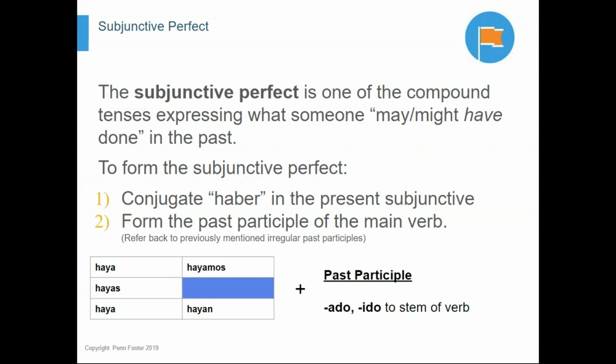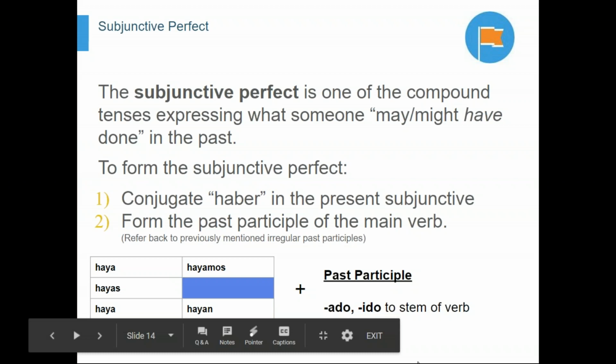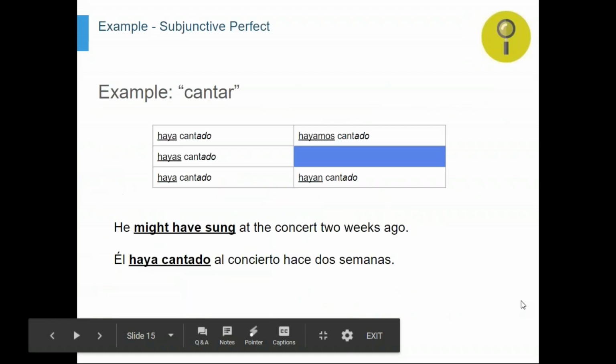If you've been with us, or if you've reviewed the previous webinars on compound tenses and passive voice, we've talked about past participles there a lot. We've actually just recently put together some more resources for past participles. You can find that on our academic resources page. But a past participle in Spanish, just to quickly review, is formed by dropping AR and adding ADO, or dropping ER or IR and adding IDO to the stem of the verb. And we'll show you here how that is formed.